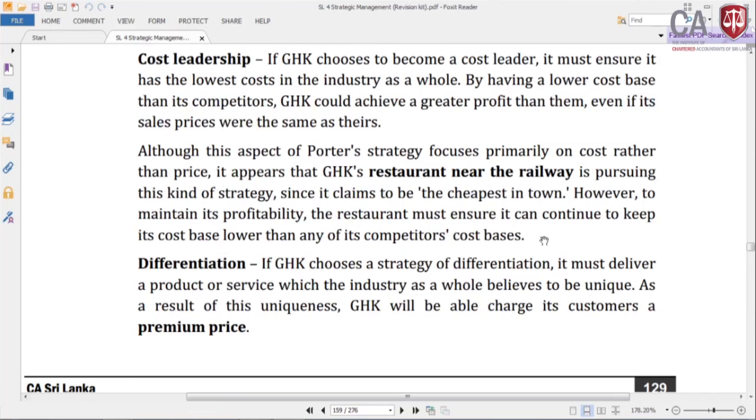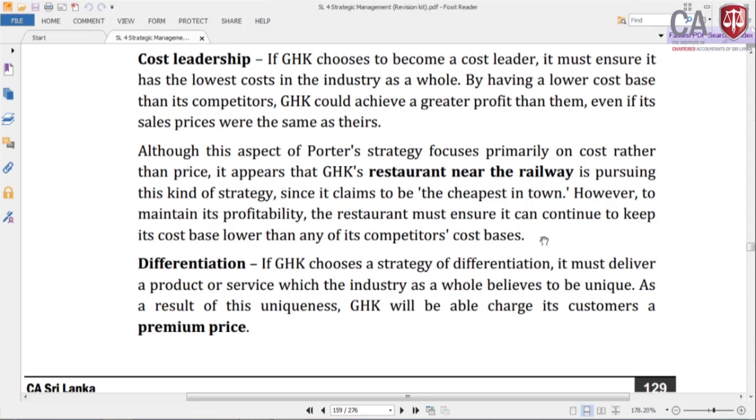Now look at the cost leadership. If GHK chooses to become a cost leader, it must ensure it has the lowest cost in the industry as a whole. By having a lower cost base than its competitors, GHK could achieve a greater profit than them, even if its sales price were the same as theirs. Although this aspect of Porter's study focused primarily on cost rather than price, it appeared that the GHK restaurant near the railway is pursuing this kind of strategy, since it claimed to be the cheapest in town.